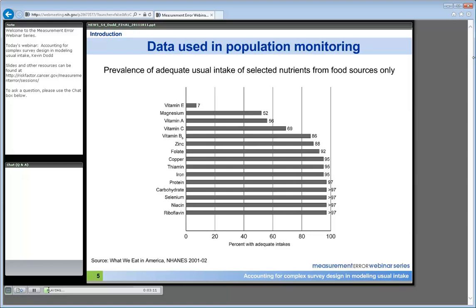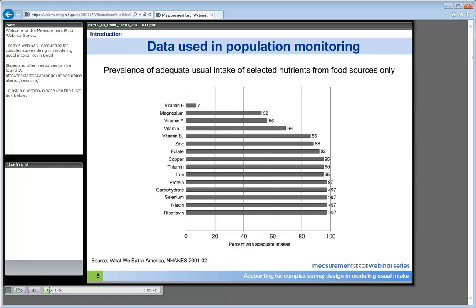I'll start off by showing you this figure that was taken from the latest Dietary Guidelines Advisory Committee report, which shows for a bunch of nutrients, micronutrients, the estimated fraction of the U.S. population with usual intake that meets or exceeds the estimated average requirement, also known as the EAR for those nutrients, based on the reported food consumption, i.e. it's not incorporating the effect of dietary supplements.